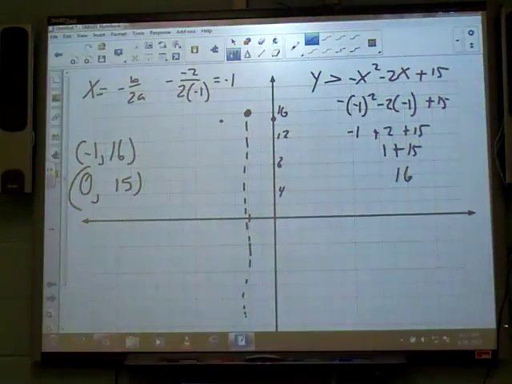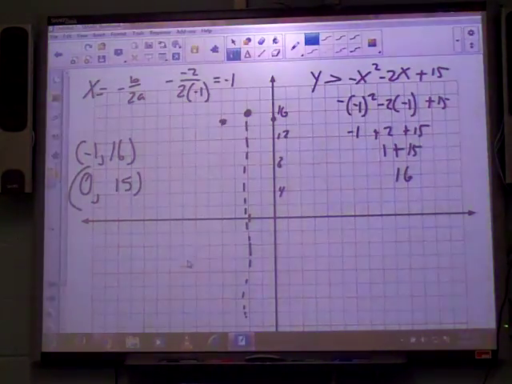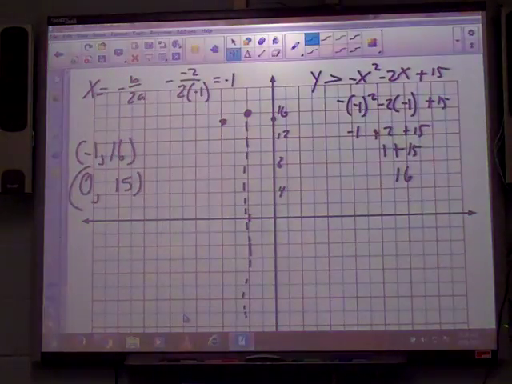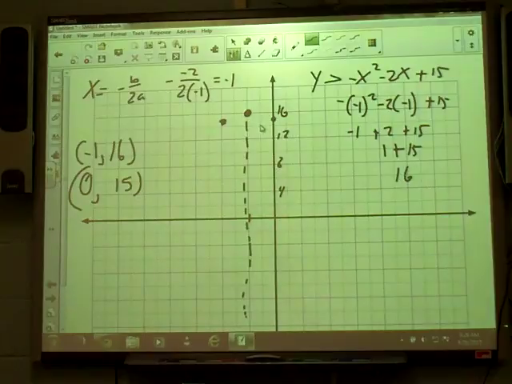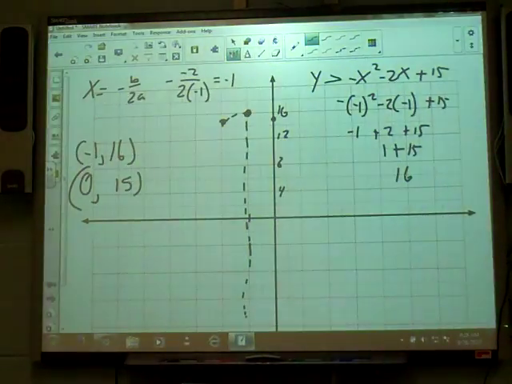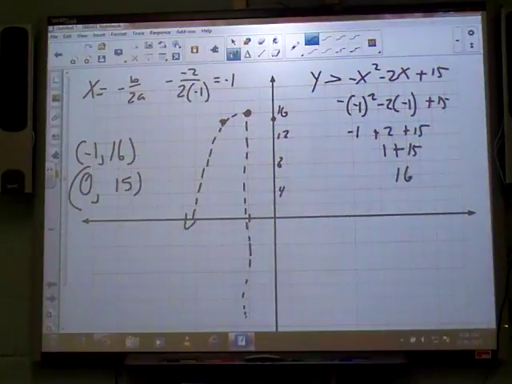Now, when I draw that parabola, will it be a solid or a dashed curve? Dashed. Yep. So I'm going to draw that dashed.